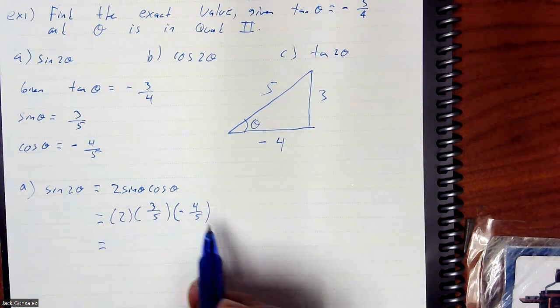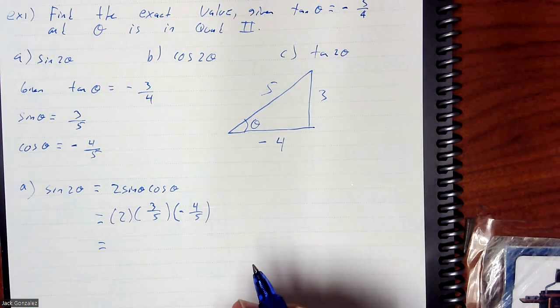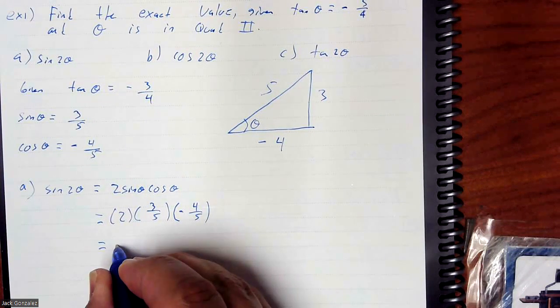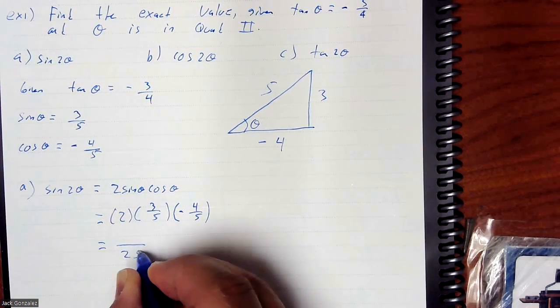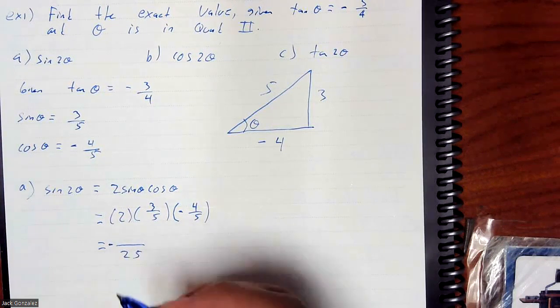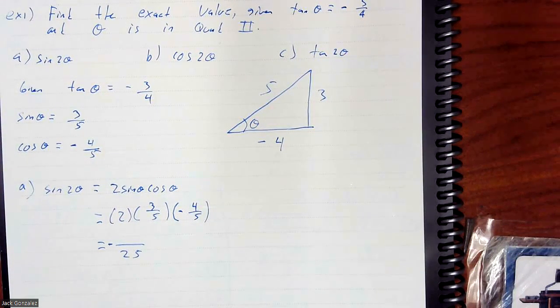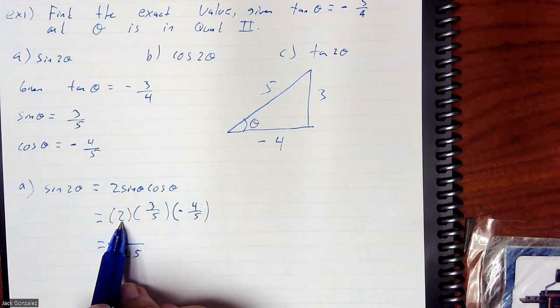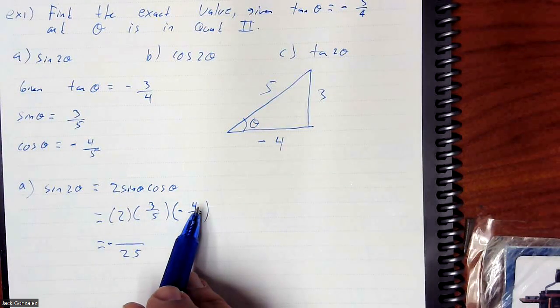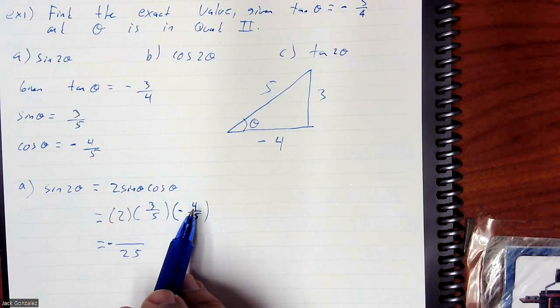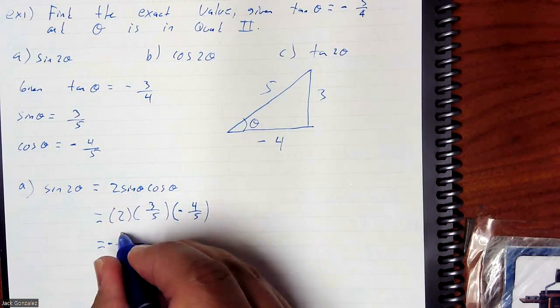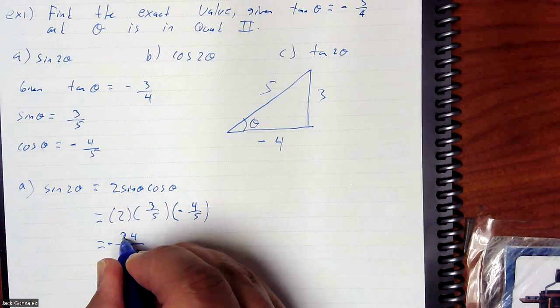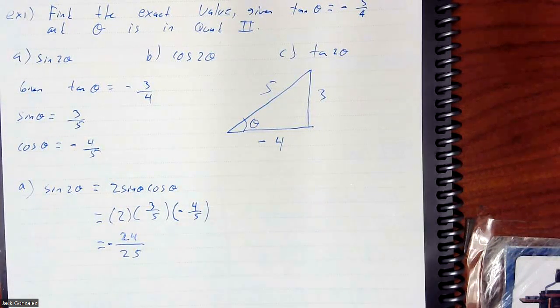Okay, so that'd be 2 times that times that. What is that going to be? For sure, there's a 25 on the bottom, right? For sure, it is negative. This is technically 2/1, so it'd be 2 times 3 times 4. What is that? 24. It's not going to reduce. So we're good. So that's part A. Any questions on part A?